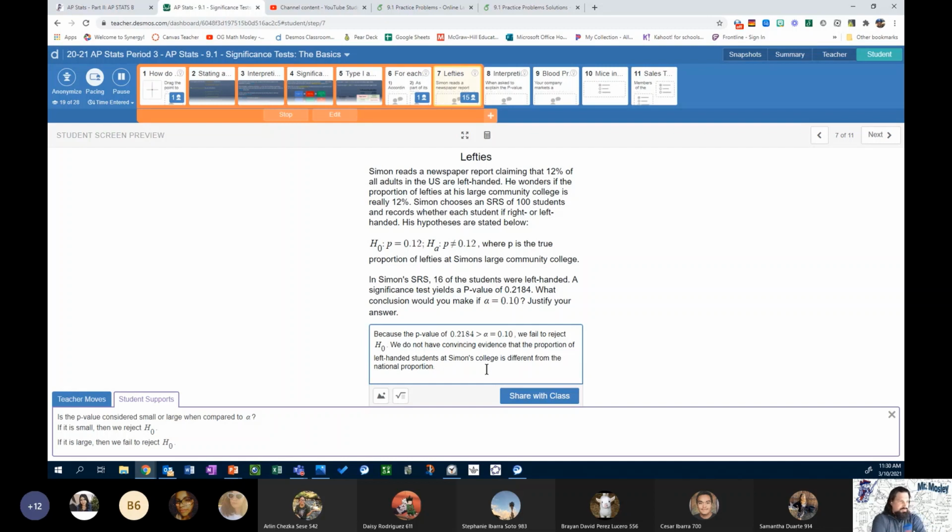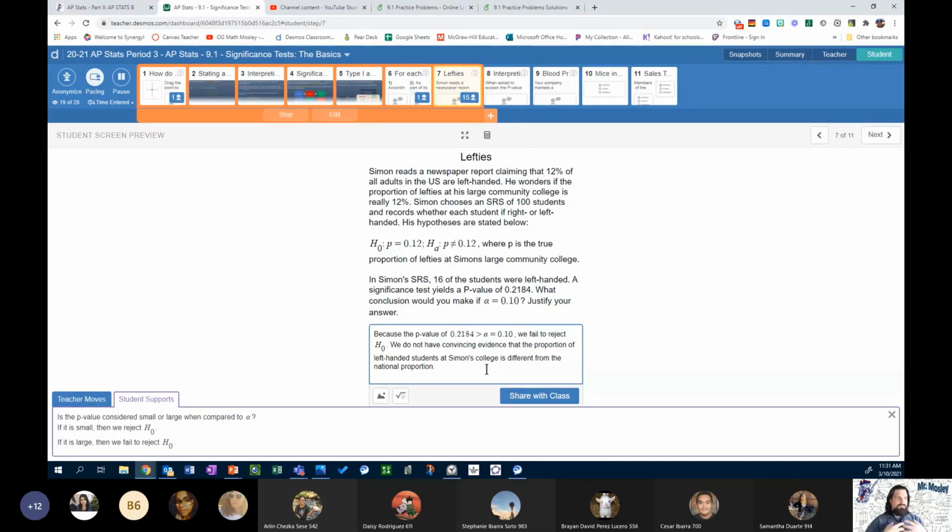Because the p-value of 0.2184 is greater than alpha of 0.1, we fail to reject the null hypothesis. We have a large p-value. This means we do not have convincing evidence that the proportion of left-handed students at Simon's College is different from the national proportion. Notice that I didn't say we fail to reject H0 and we do not have convincing evidence for HA. I said we do not have convincing evidence of what we were trying to show. We were trying to show that the proportion of lefties at Simon's College is different. Unfortunately, we don't have convincing evidence to support that.